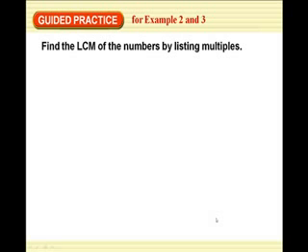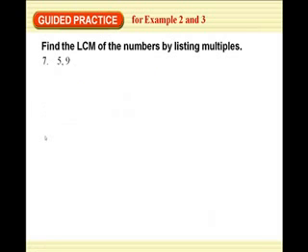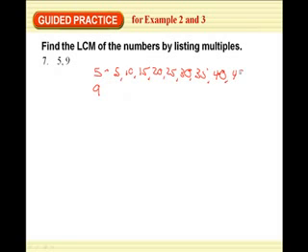So this one by listing, 6 and 8. So we take 6 and 8 and we list 6, 12, 18, 24, and I'm going to stop. 8, 16, 24. It really helps to know your facts to know which numbers those go into. 5 and 9 we're still listing. 5, 10, 15, 20, 25, 30, 35, 40, and I believe I can stop at 45 if you guys know your 9s. 9, 18, 27, 36, 45. So my LCM is 45.